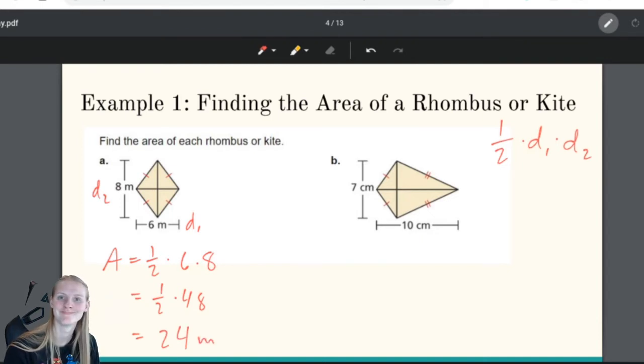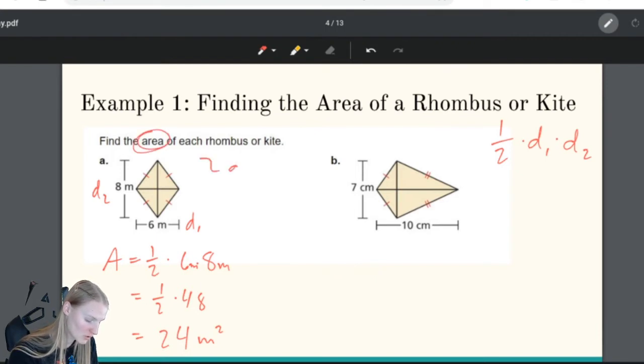Meters. No, not just meters. Meters squared. Meters squared. Because remember, this is 6 meters times 8 meters, and meters times meters is meters squared. Also, area is 2-dimensional. Yeah, you get it. It's what we talked about in the entry task. You get it. And that does say dimensional, believe it or not. Okay. Moving on. That was the rhombus.